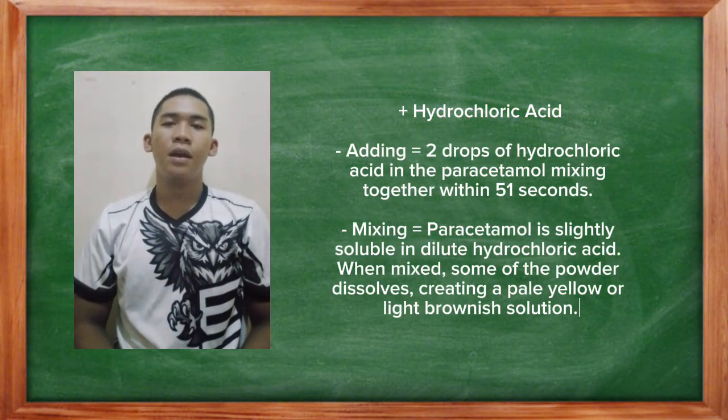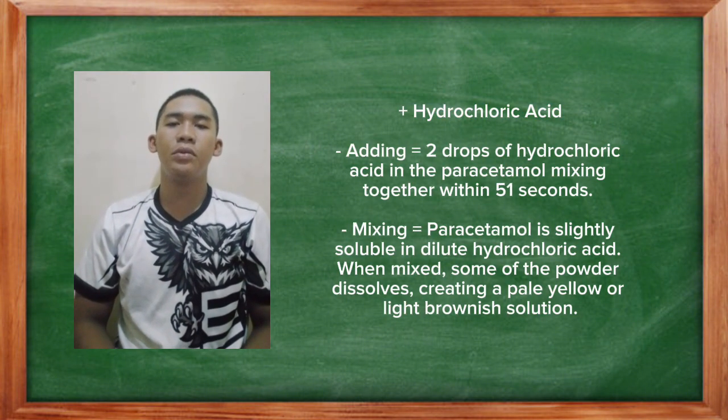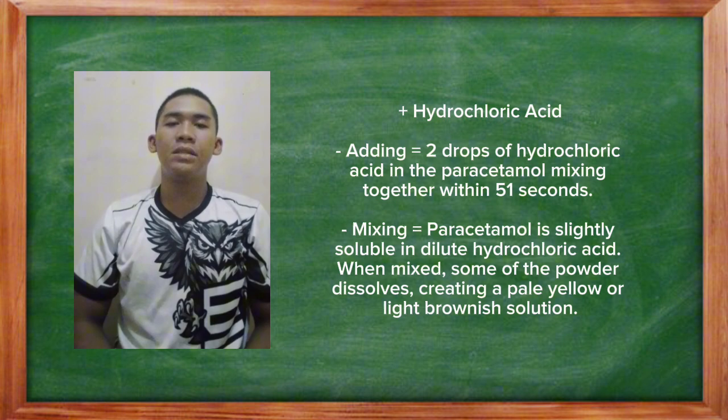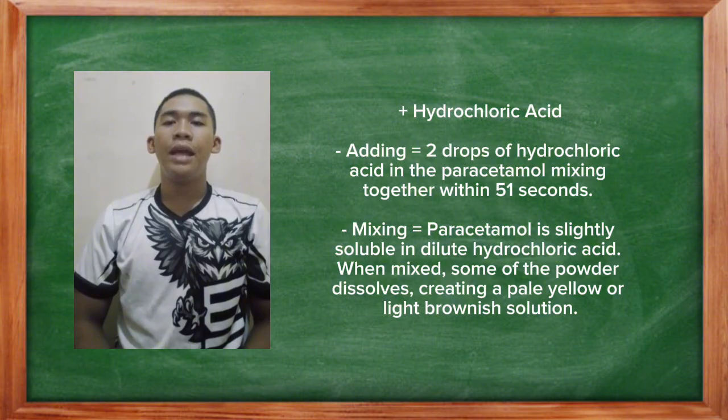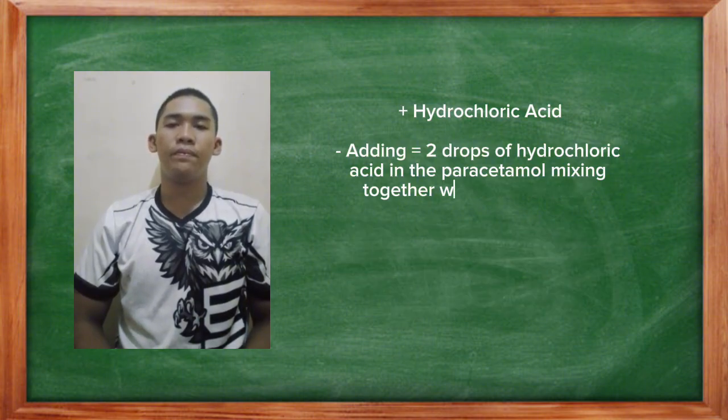Hydrochloric acid. Adding 2 drops of hydrochloric acid in the paracetamol, mixing together within 51 seconds. Mixing: paracetamol is slightly soluble in dilute hydrochloric acid. When mixed, some of the powder dissolves, creating a pale yellow or light brownish solution.